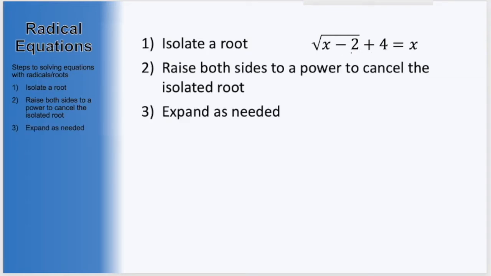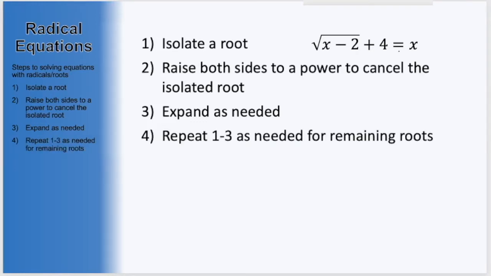Next, we will expand, multiply, or FOIL as necessary based on the exponent. We will then repeat the process for any remaining roots in the equation. After we have eliminated all radicals from the equation, we will use whatever method we have available to solve. We might end up with a linear equation or a quadratic or something else, but we should be able to apply our methods of solving to what we have left.